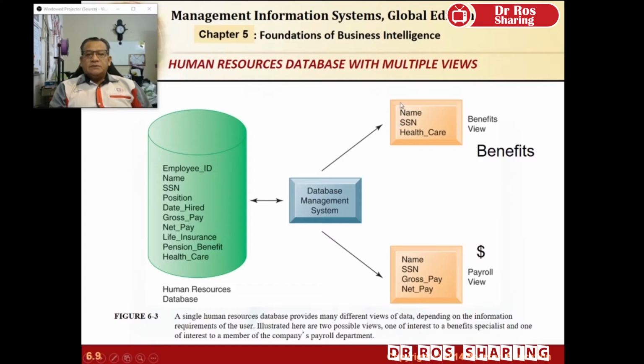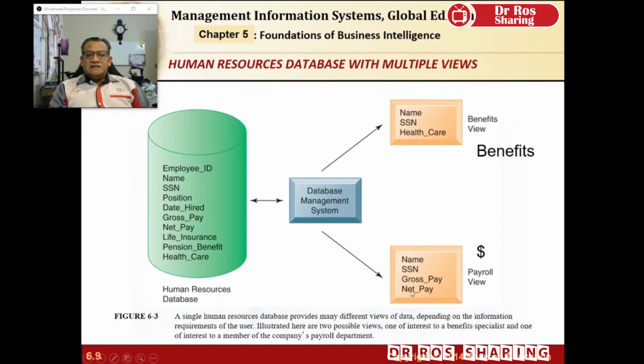be split up into the record for name, IC number, and healthcare. And these are the category for benefits. And from this database system, you can separate it from the other category of data in the form of name, IC number, gross pay, and net pay.